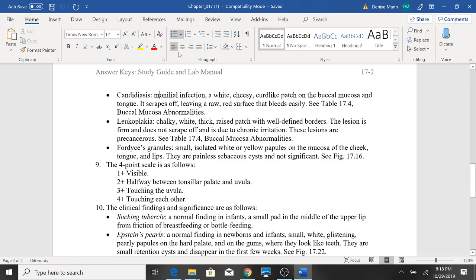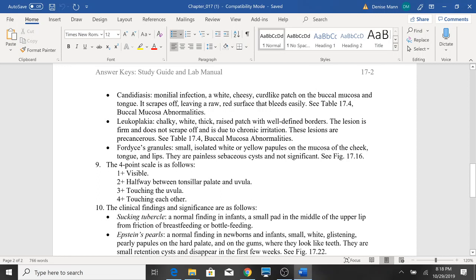Leukoplakia, another picture, is a chalky, white, thick, raised patch with well-defined borders. The lesion is firm and does not scrape off. The other one does, this one doesn't. It is due to chronic irritation. These are precancerous.